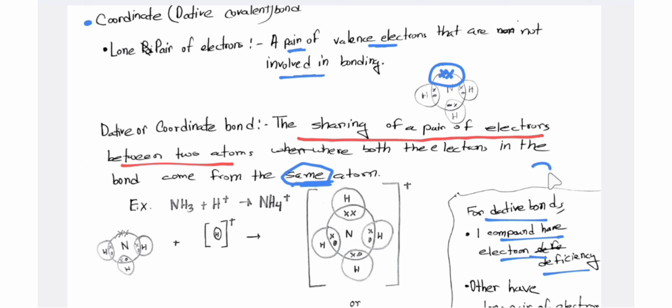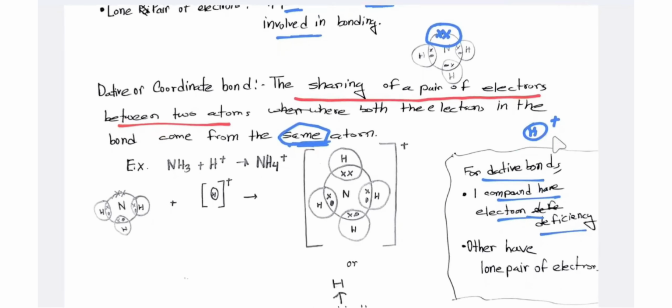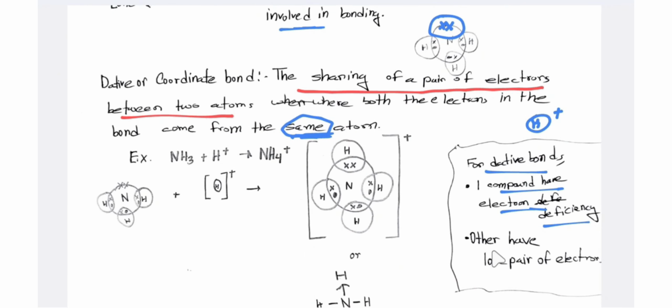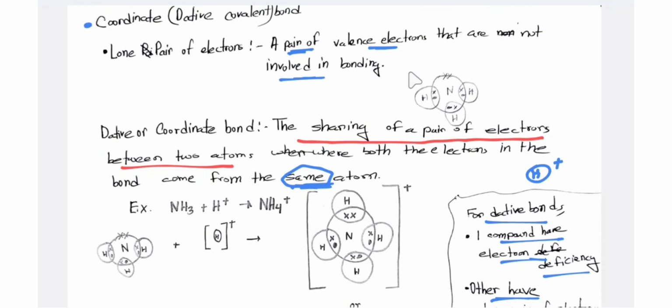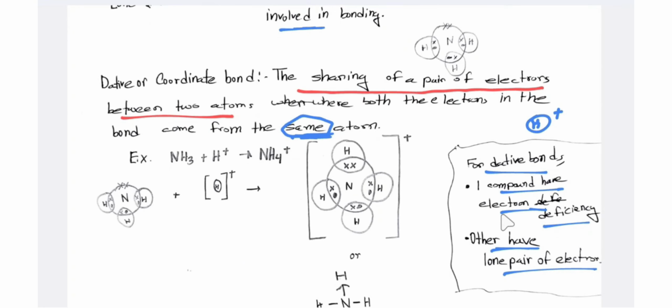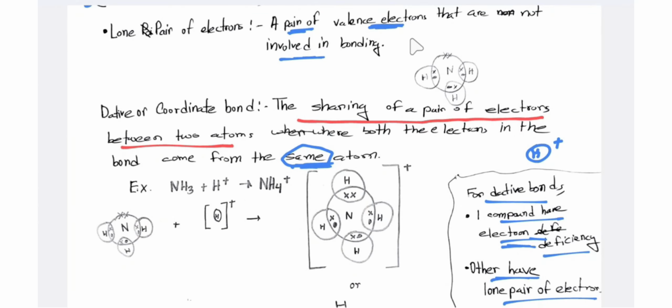For example, hydrogen plus ion has no electron, so it has electron deficiency, and the other compound has a lone pair of electrons. So ammonia has a lone pair of electrons: nitrogen has 2 electrons that are not involved in bonding, and these are the valence electrons. And hydrogen ion has no electron, that is electron deficiency.